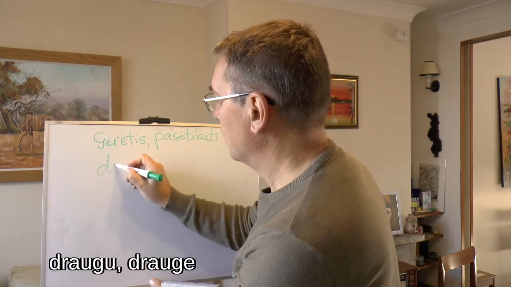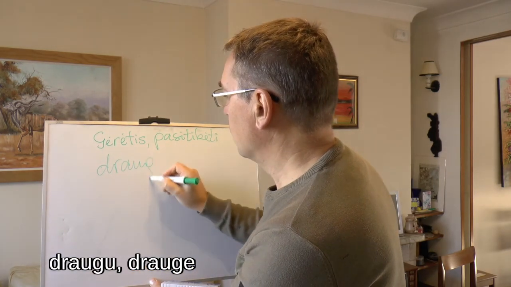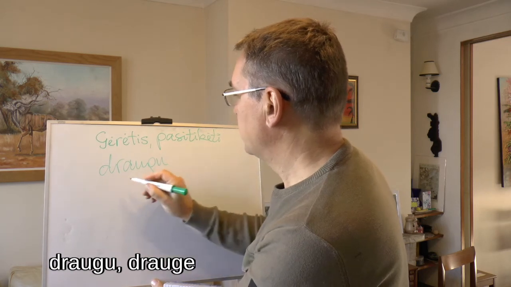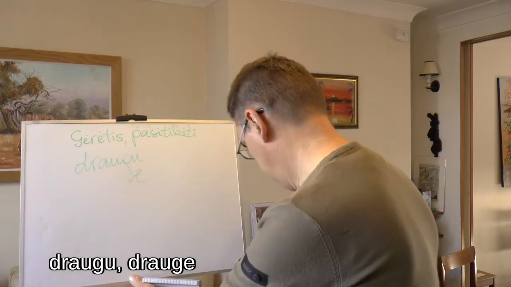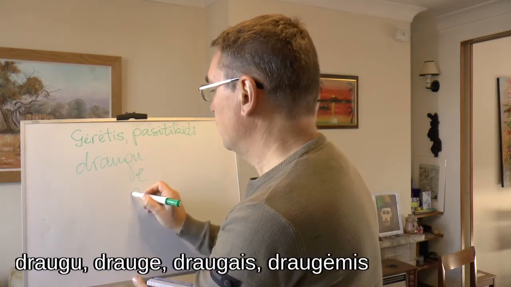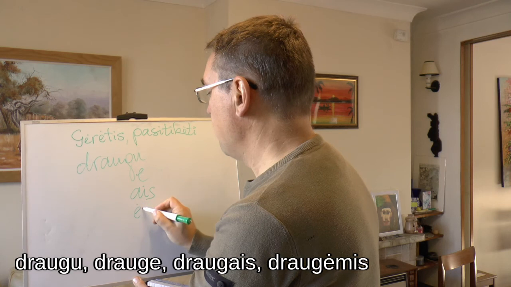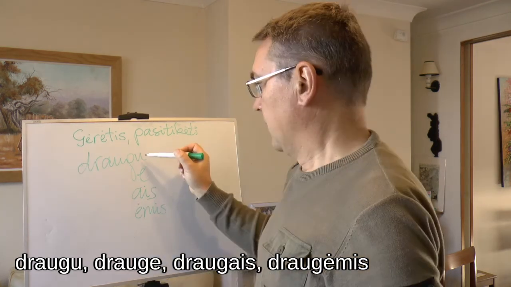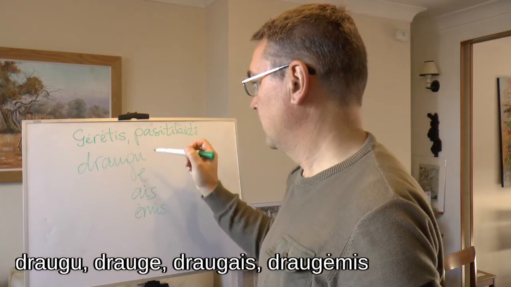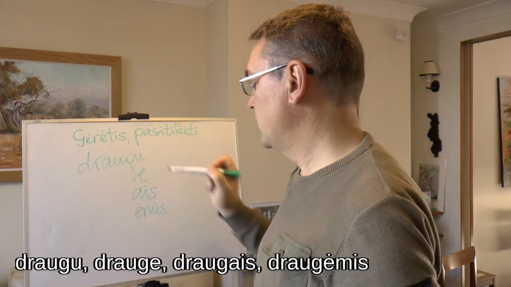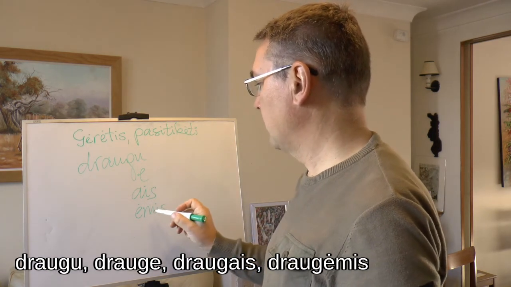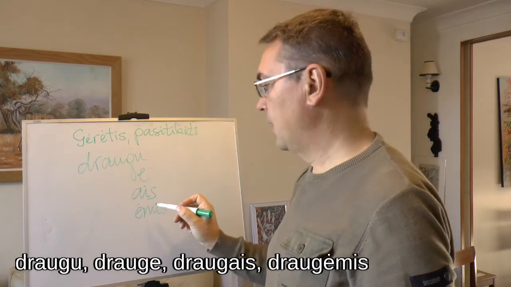Pasitikiu draugu. Pasitikiu drauge. Pasitikiu draugais, my friends. Pasitikiu draugėmis. My friend, it's he. My friend, she. My friends, and my friends, they are ladies.